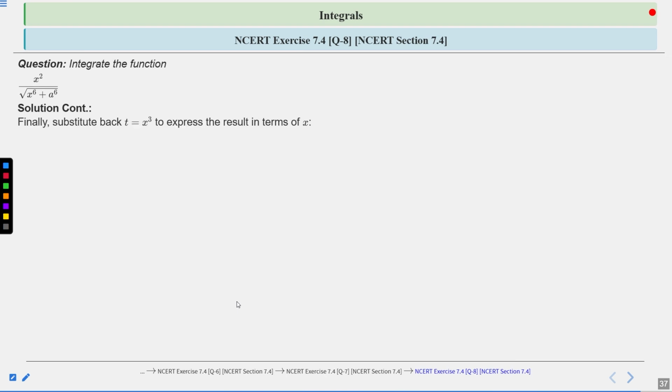Finally, substitute back t is equal to x cube to express the result in terms of x. So I is equal to 1 by 3 log mod x cube plus root over x cube squared plus a to the power 6, plus c. That is, I is equal to 1 by 3 log mod x cube plus root over x to the power 6 plus a to the power 6, plus c.